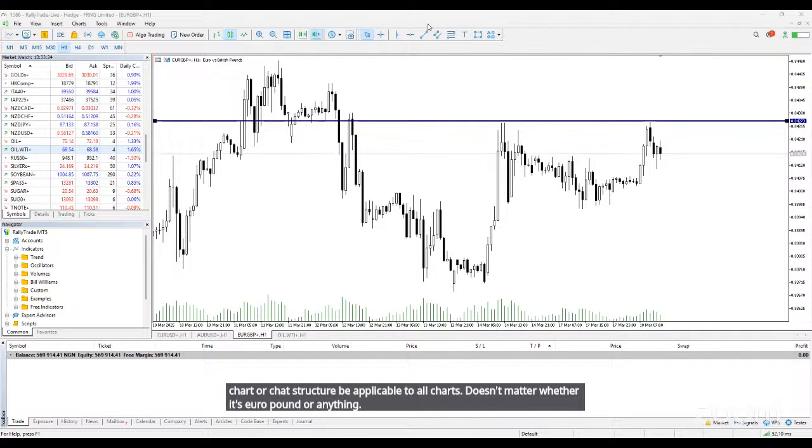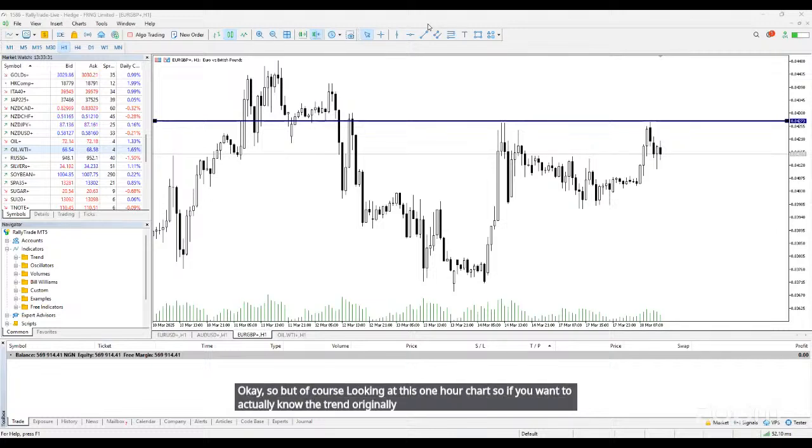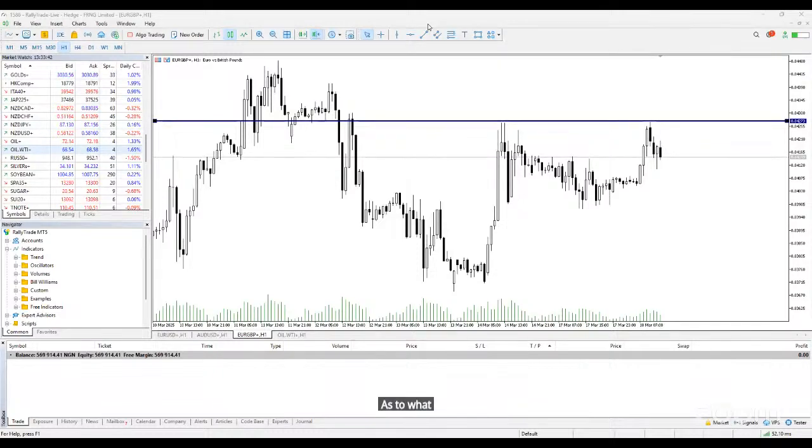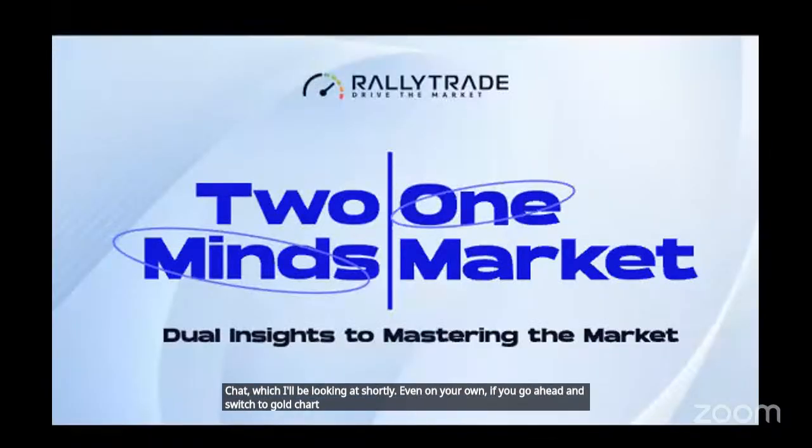Okay, but of course, looking at this 1 hour chart, if you want to actually know the trend originally, that means where the trend is originally on any chart, you need to look at D1, W1, MN. Those 3 major time frames will give you a perspective as to what the price is doing. So, for example, if you look at gold charts, which I'll be looking at shortly, let me just share my screen since I'm going to be looking at that.